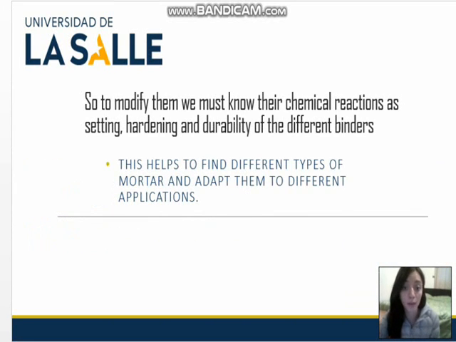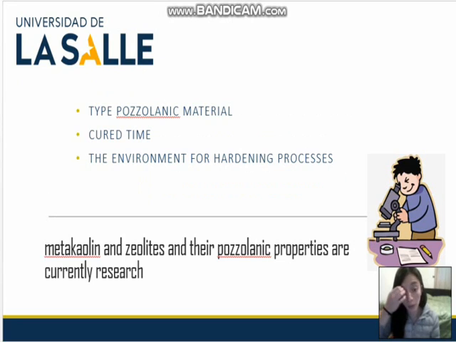So, to modify them, we must know their chemical reactions, such as setting, hardening, and durability, for the different binders. This helps to find different types of mortar and adapt them to different applications. The processes of metakaolin and zeolites and their pozzolanic properties are currently researched, considering the type of pozzolanic material, curing time, and the environment for the hardening process.